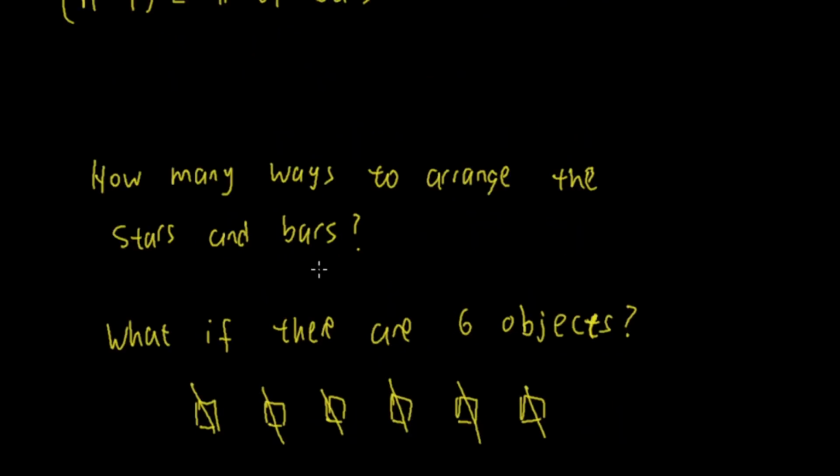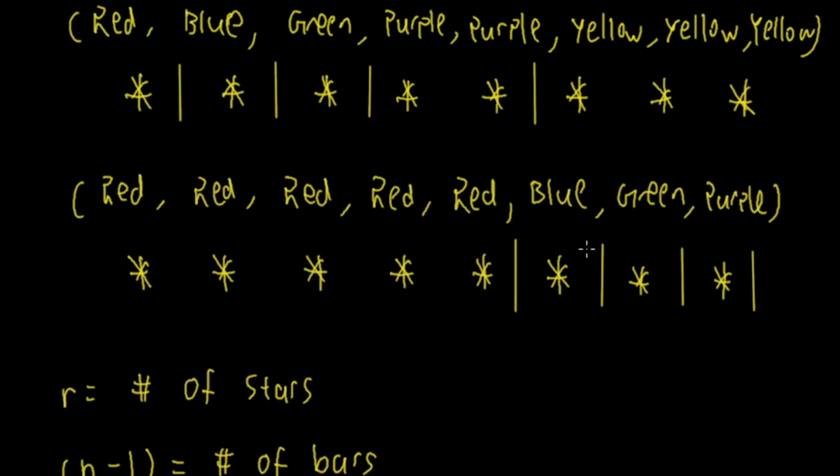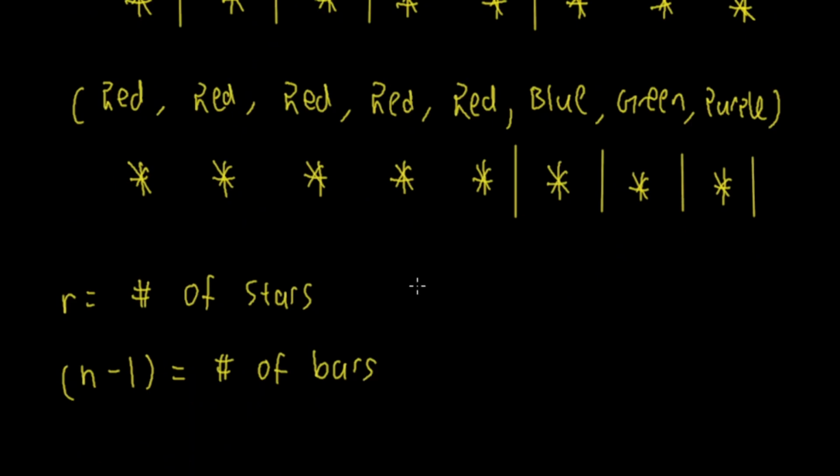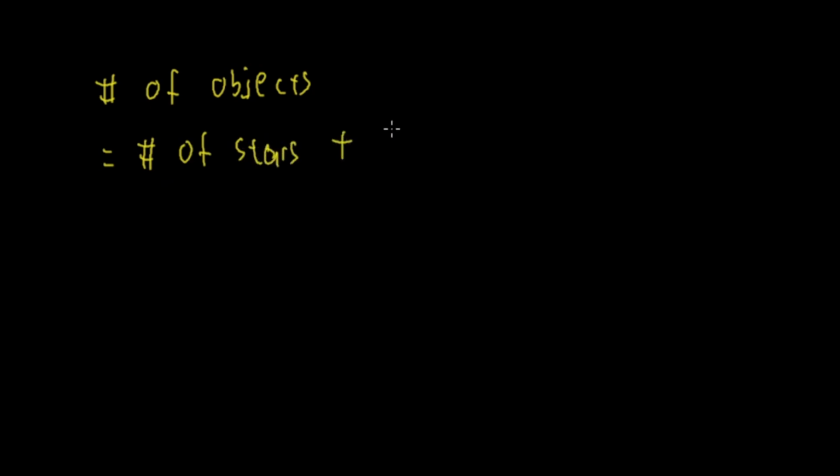So now, how many ways can you arrange the stars and the bars? In this case, the total number of objects really is the number of stars plus the number of bars, right? Here, I can say this: the number of objects is equal to the number of stars plus the number of bars.